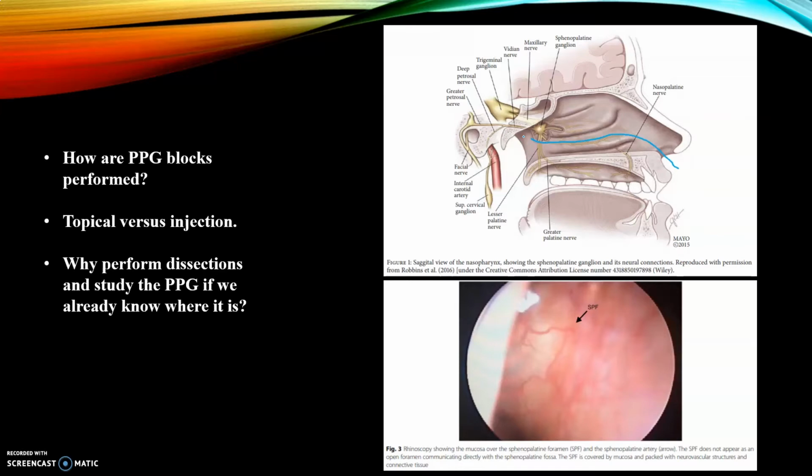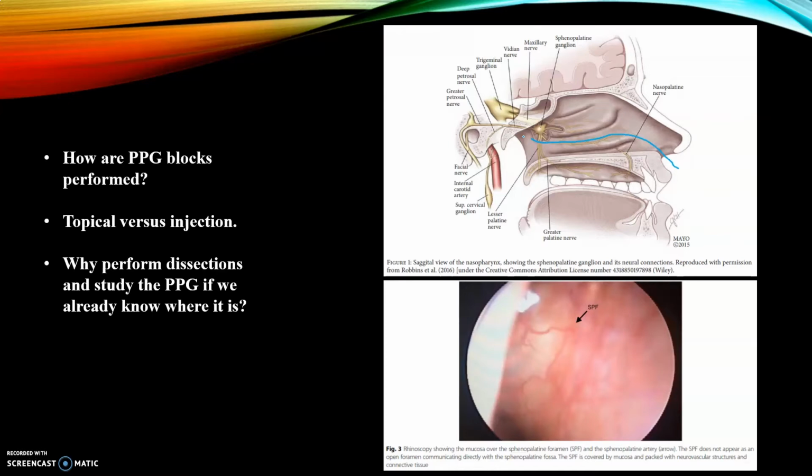Once you've reached the posterior wall of the nasopharynx, directly posterior to the posterior insertion of the middle turbinate, then you ideally should be directly over the ganglion itself, and you can apply the anesthetic like lidocaine or bupivacaine to the nasal mucosa. It then diffuses through the nasal mucosa and is taken up into the nerve bodies themselves.